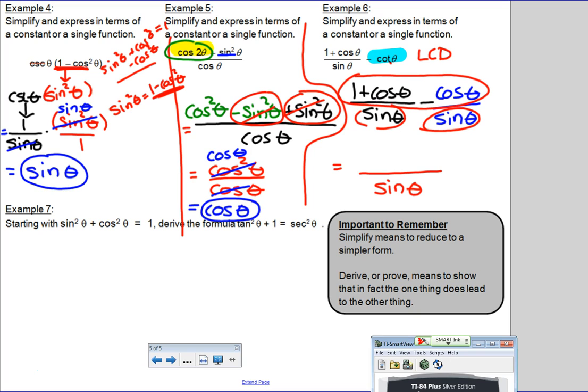Well, 1 plus cosine theta minus cosine theta, the plus cosine and the minus cosine are opposites, and opposites add up to 0. So then you're left with just the 1. And 1 over sine theta is not done enough because we know that sine flipped, and sine flipped is cosecant theta.